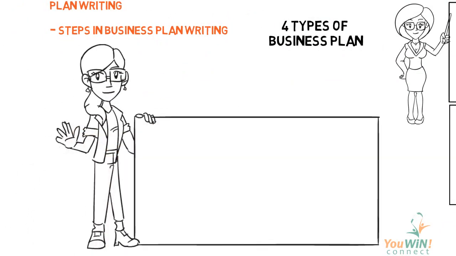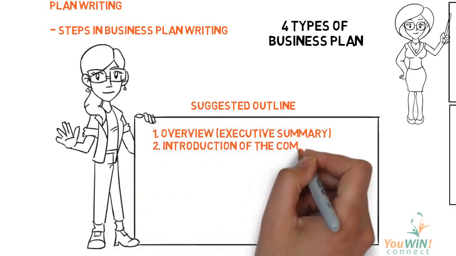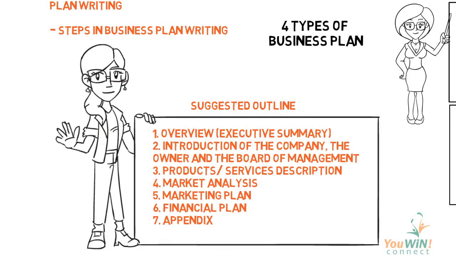So, when writing a business plan, how should the outline be? Let's look at suggested outlines. You have an overview, which some people call executive summary, which should give you the full view in not more than 2 pages of what the business plan is about: the venture, the market, the expected returns, and what you intend to do.